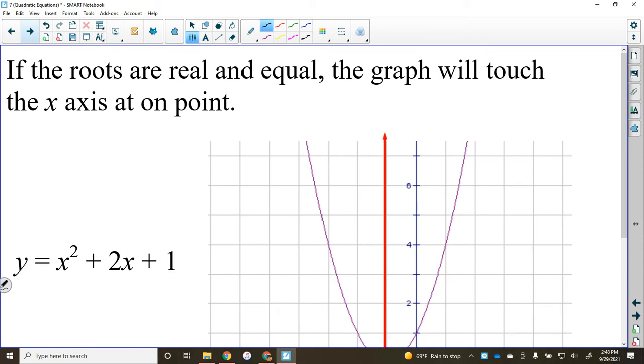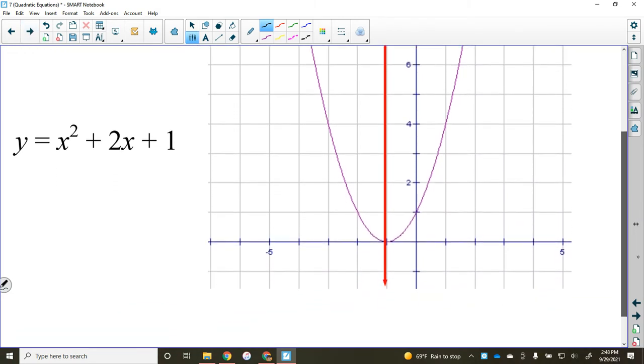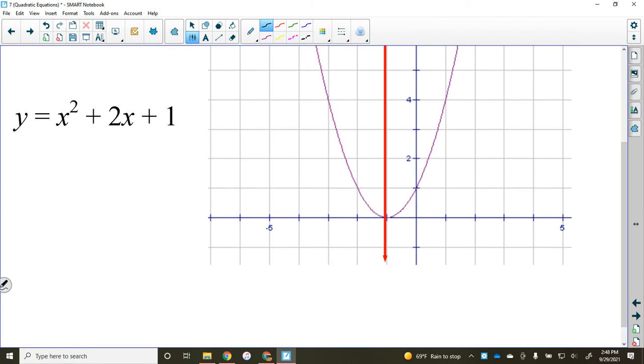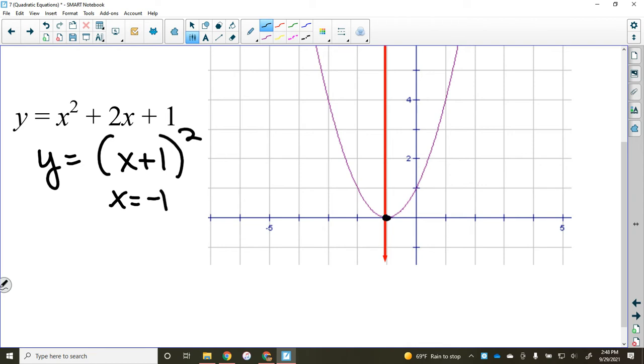What happens if it just touches the x-axis? There's only one. Yeah, like in this case, this must be a perfect square then, because it only touches once. In fact, can you tell me how this factors? Quantity x plus 1, quantity squared. And so you can see the zero would be what? What would make that 0? -1. And so you can see why it just touches there, right?